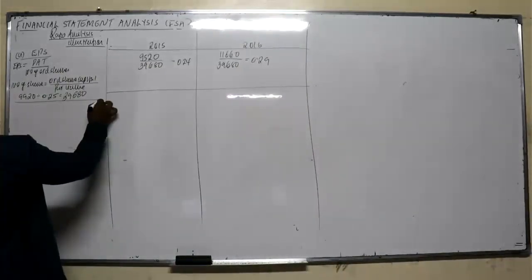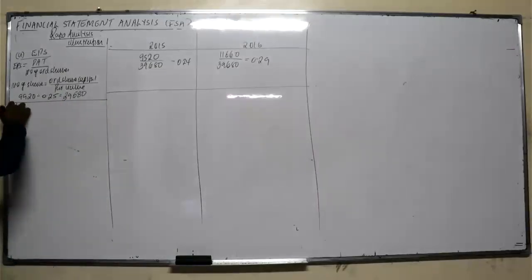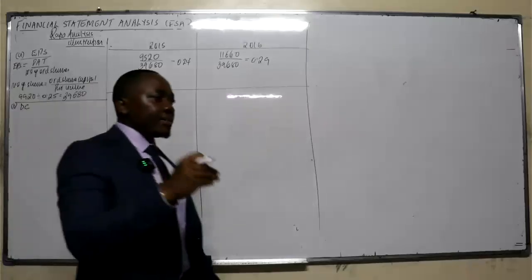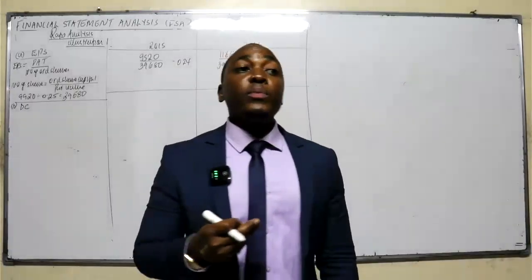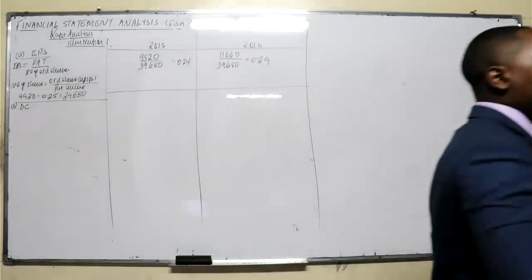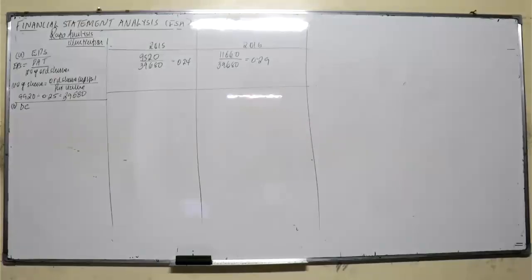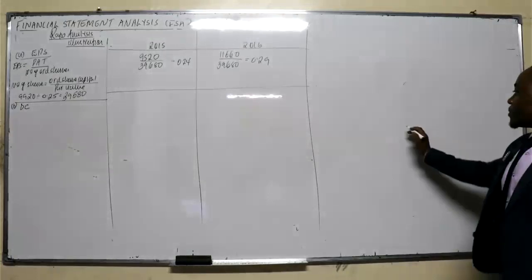Number B, dividend cover. How do we get DC? Now, dividend cover indicates the number of times through which we can pay the dividend out of the profit. The number of times we can pay the dividend from the available profit. This is what I mean by DC.